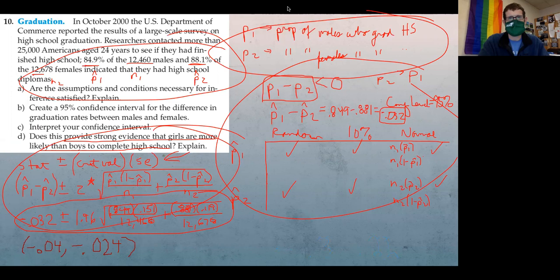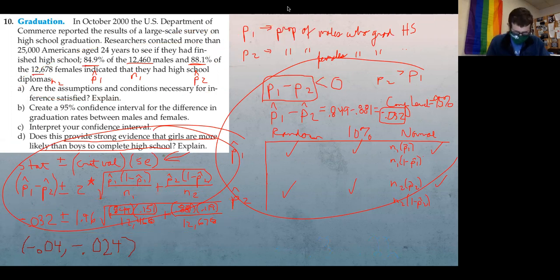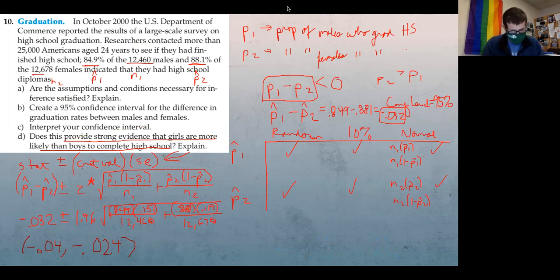Okay. Let me do this. Now we can draw a conclusion. Based on this confidence interval, do we have strong evidence that girls are more likely than boys to complete high school? Yes. Why do we have strong evidence? Because the confidence interval for P1 minus P2 is always less than 0. It does not contain 0. Those are both equally valid ways of saying it. Both answers are negative, which means that P sub 1 is less than P sub 2.